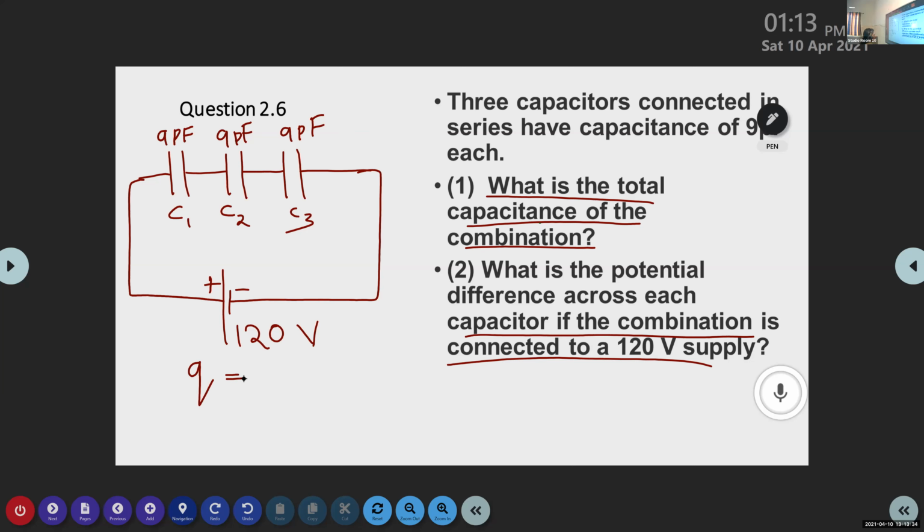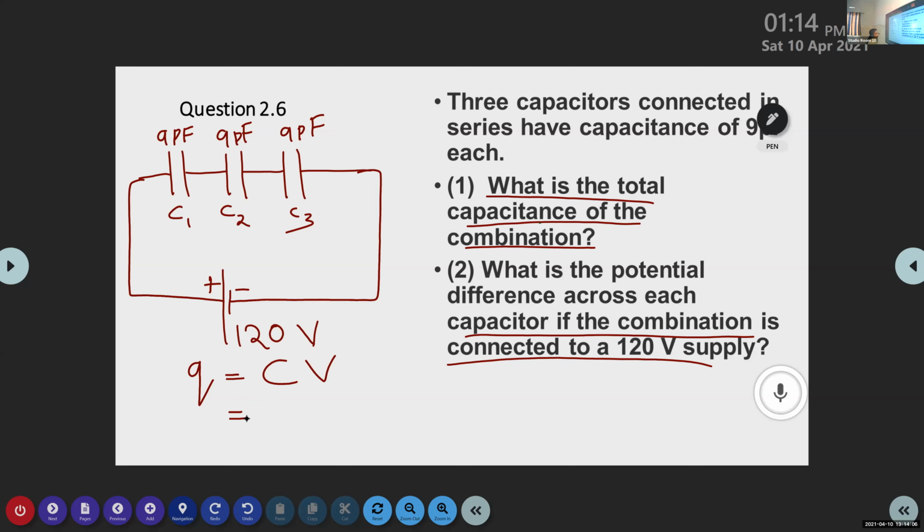Yes, Gayatri, what is the equation for calculating the charge? Q is equal to, the equation connecting the charge, capacitance and potential. Q is equal to C by V or CV? CV. Okay. Q is equal to CV. So using this equation, we can calculate the charge.